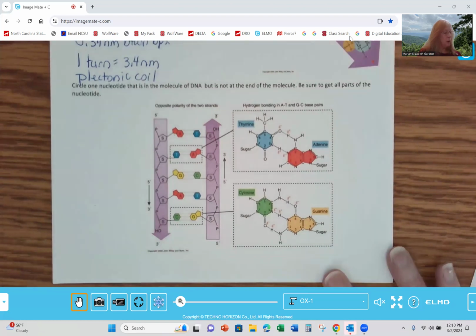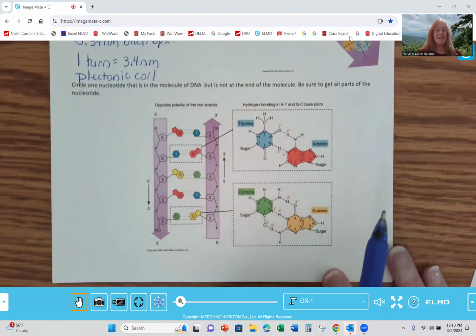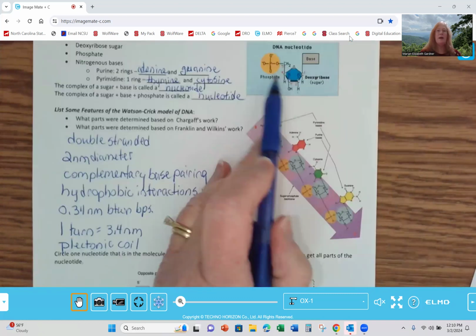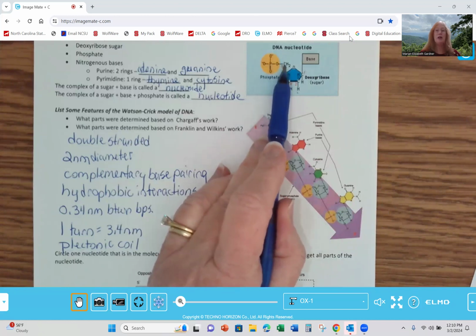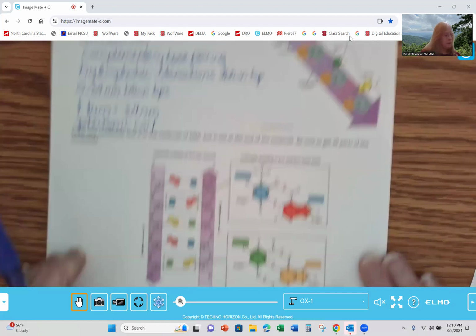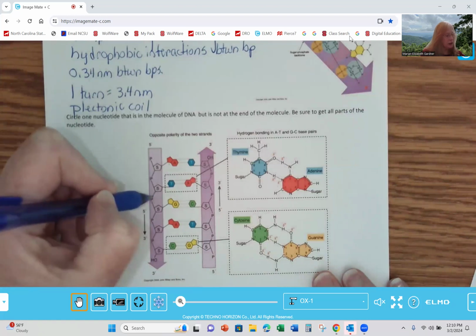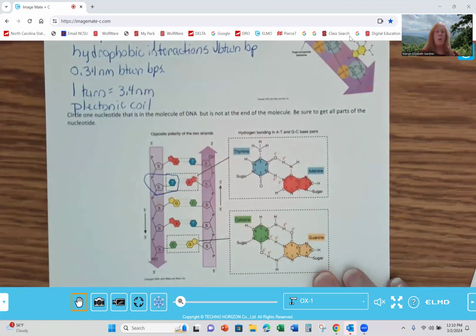So this says circle one nucleotide that's in this molecule of DNA, but not at the end of the molecule of DNA. So that means we have to get the right phosphate with the right sugar. Just remember up here, the phosphate is connected to the 5' carbon of the sugar, and the 5' carbon is the one that's not involved in the ring. So if we look up here, this phosphate must go with that sugar and that base. So that would be one such nucleotide.